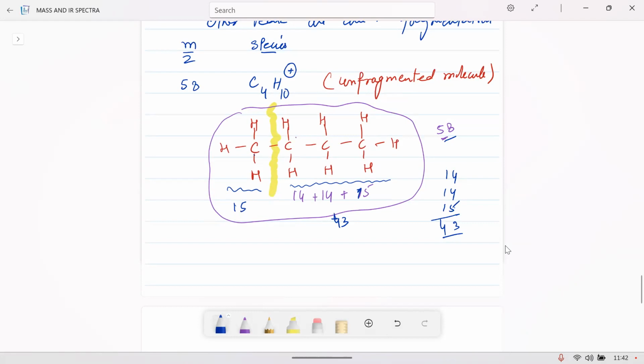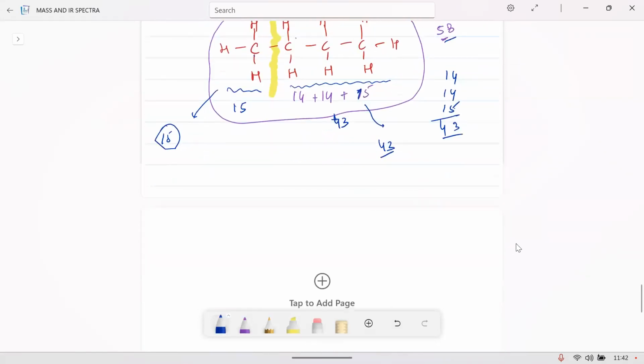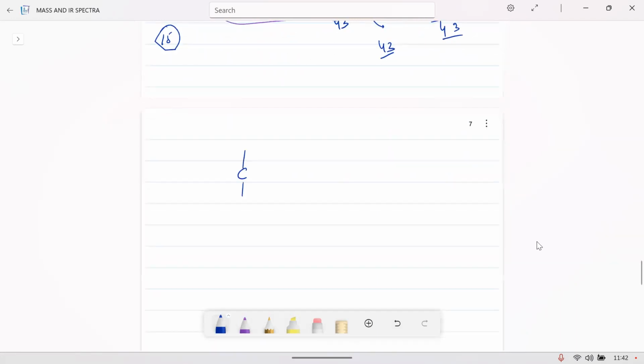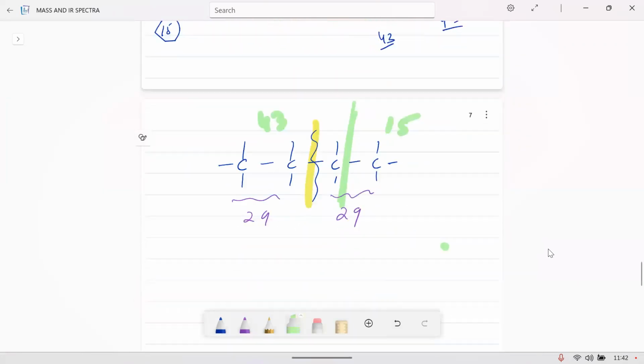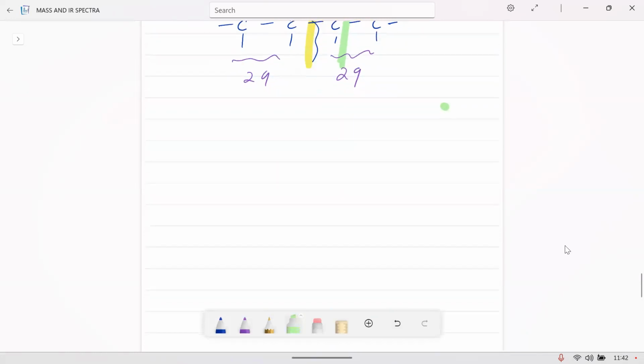So this will give you a peak at 15. This part will give you the peak at 43. This is one possibility. The other possibility is the molecule may break from here, this way. If the molecule breaks from here, you will have this 29 and this 29. Total is still 58. Then the other possibility is it may break from here, but if it breaks from here, it is still 15 and this is still 43. So it's the same as the first case.